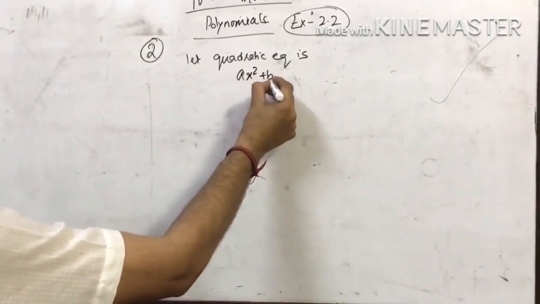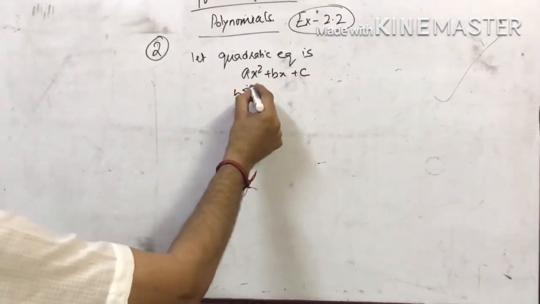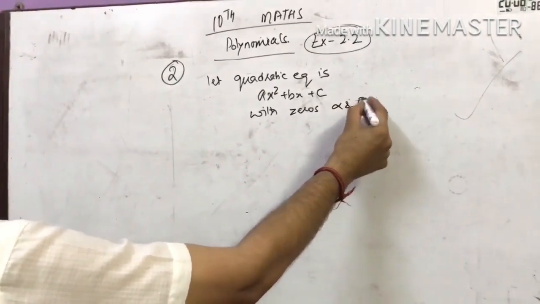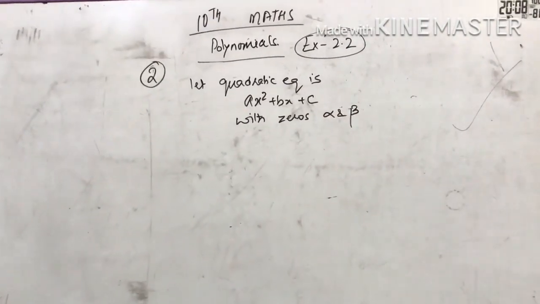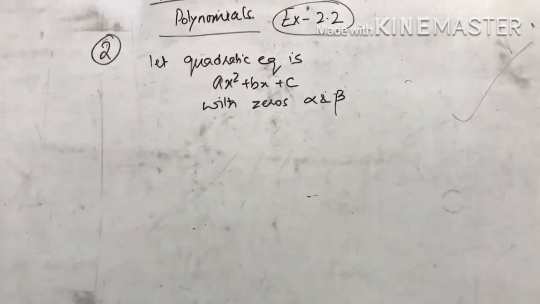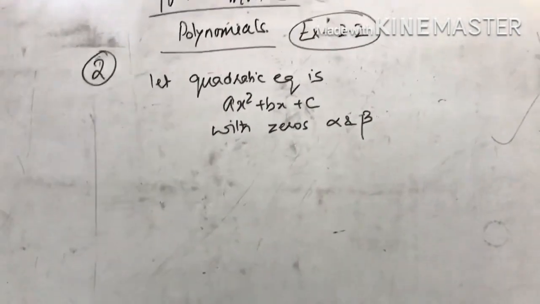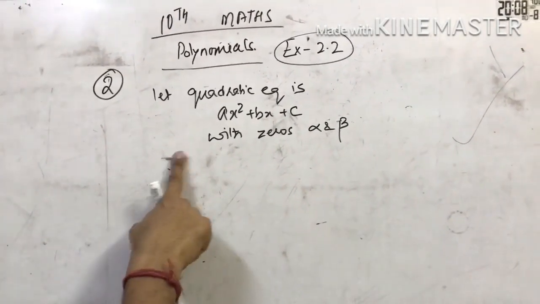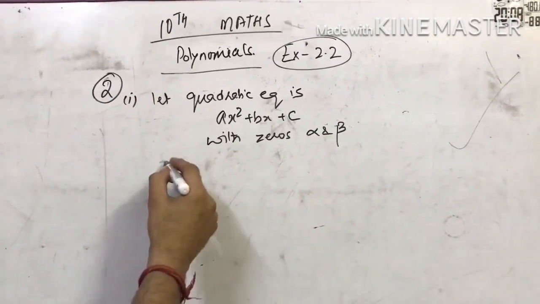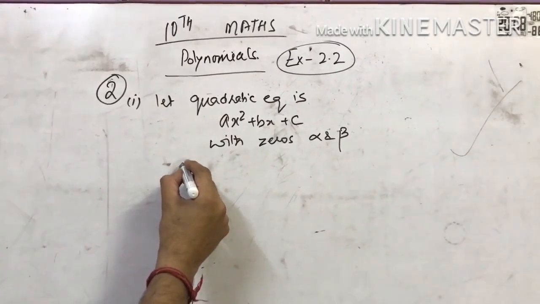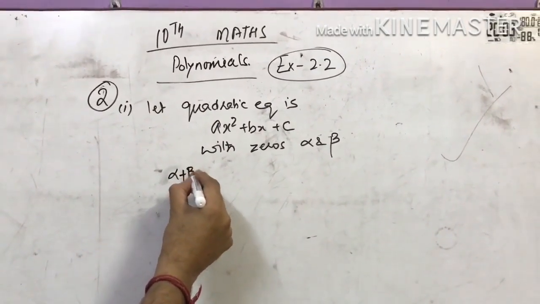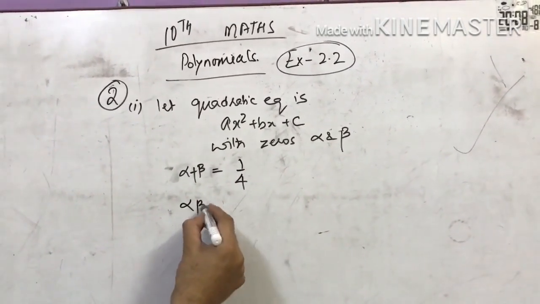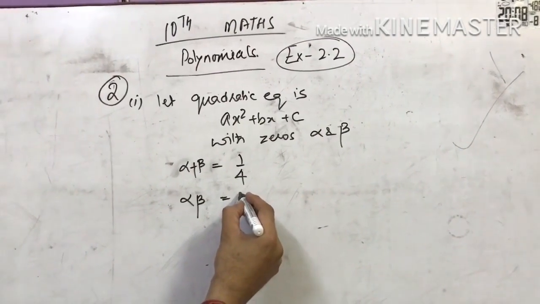ax square plus bx plus c with roots or zeros alpha and beta. So first of all, you assume that your roots are alpha and beta, zeros are alpha and beta, and the equation is the standard form of quadratic equation. And what they have given you in the first part of the question, I also write it here. Sum of roots, that means alpha plus beta, is 1 by 4. In the second part they have given you product of roots is minus 1.